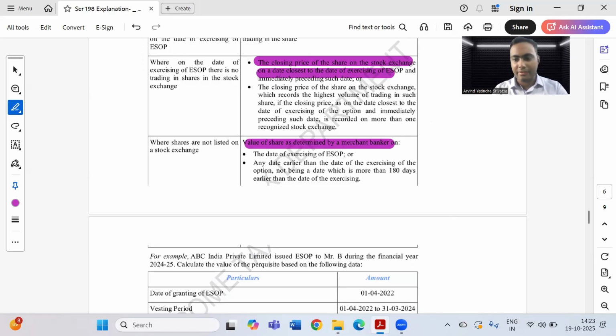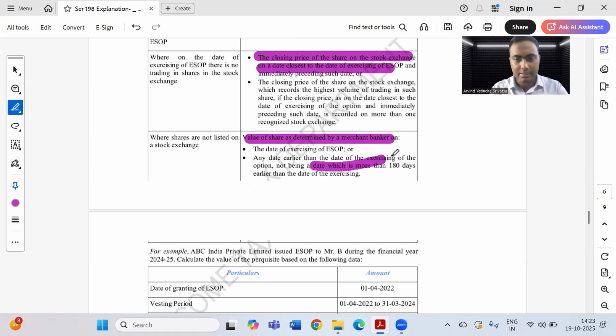So if I am exercising the option on 19th October, it can be within 180 days, that is, less than or equal to 180 days. Let's say 19th April is exactly the 180th day. You cannot do it on 18th April, because 18th April would be the 181st day. I'm just explaining for example purposes. You cannot take the 181st day. So the maximum gap would be 180 days for the purpose of this. I hope this is clear, guys.